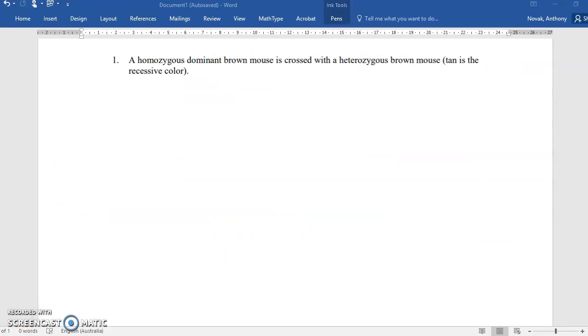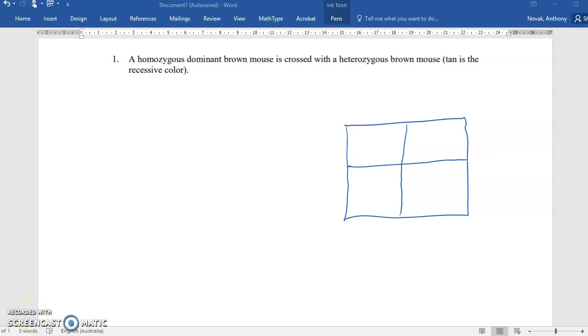Right, let's have a look at this one. A homozygous dominant brown mouse is crossed with a heterozygous brown mouse. And we're looking at, tan is the recessive color. We either have a brown mouse or a tan one. So obviously we don't even have a Punnett drawn. So I'll let you get started on it. See how much you can get done in a minute. So just pause this and then come back when you're finished.